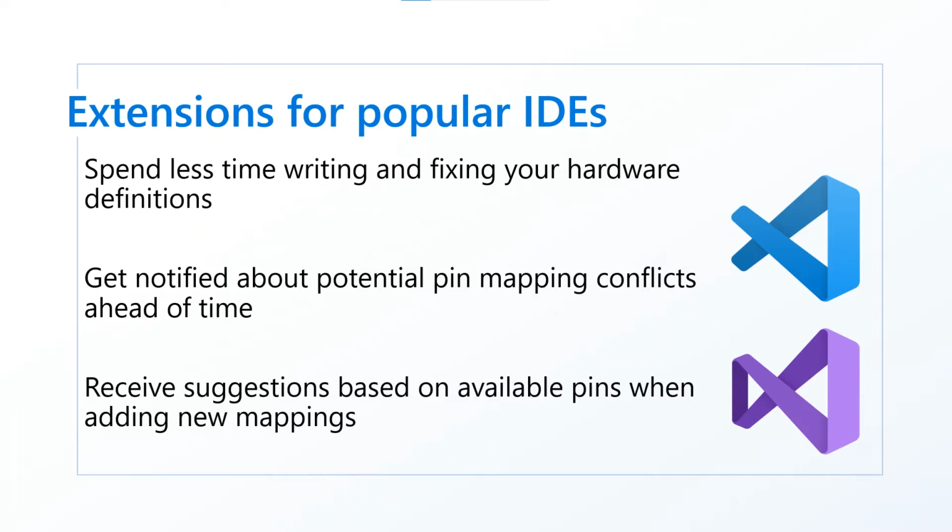The extensions make this whole process easier and less error-prone by notifying developers about potential mapping conflicts in real time and suggesting alternative pins that would be valid. We managed to do this by emulating the pin allocation process based on the Azure Sphere microcontroller's hardware specifications, so that users can get quick feedback as they modify their definitions.